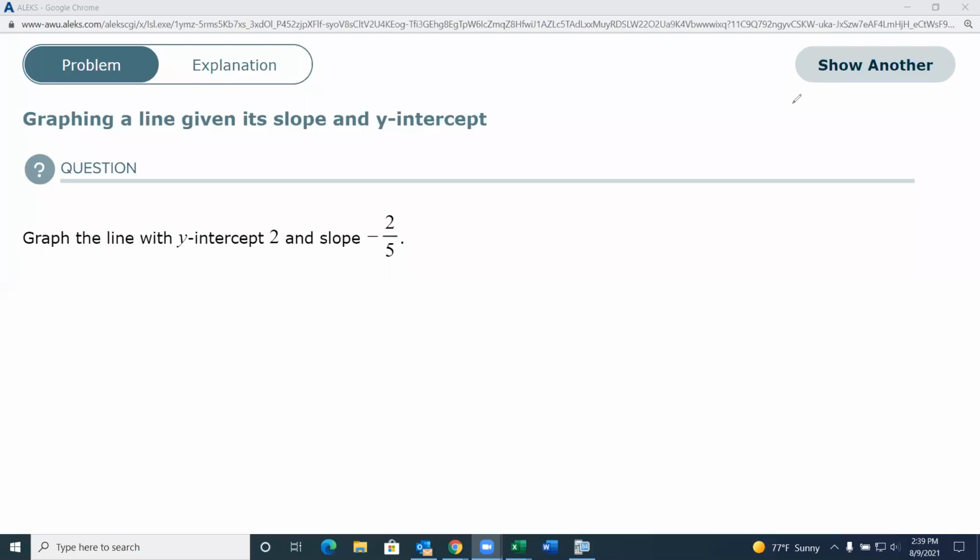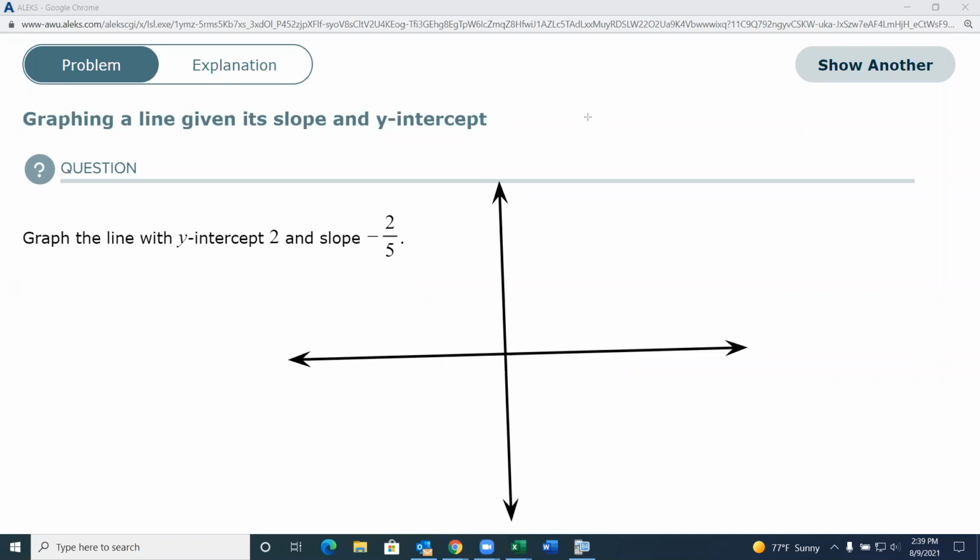Okay, so now let's graph a line with y-intercept 2 and with slope -2/5. So first of all, I'm going to need my coordinate axes. There they are, perfectly oriented, I suppose. So we start off with the y-intercept. We have to have a starting point. So the y-intercept is going to be at 2. And the slope is -2/5.